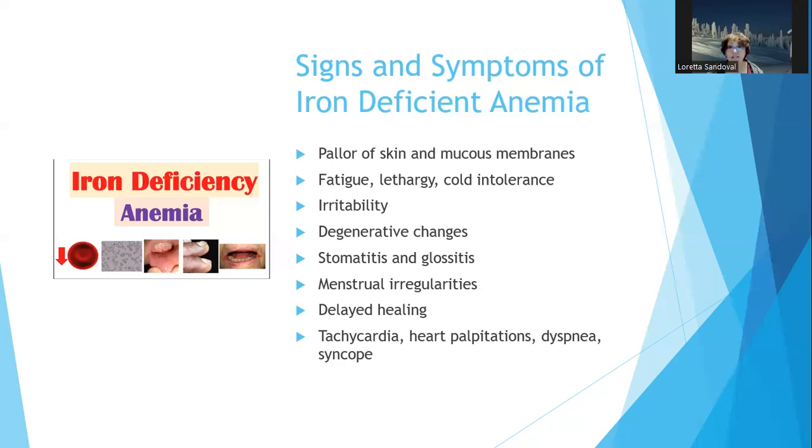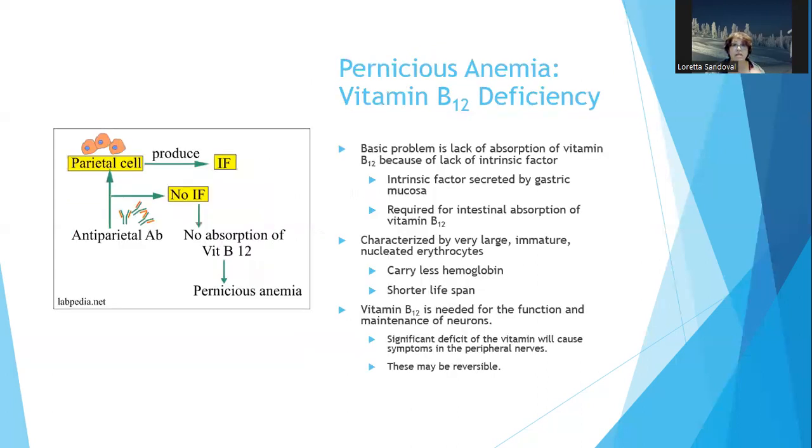Menstrual irregularities, that can be a problem. Delayed healing, because obviously you need oxygen and nutrients for healing. Tachycardia, heart palpitations, dyspnea, and syncope. Syncope is fainting. As the anemia becomes more severe, the more severe symptoms start to manifest themselves.